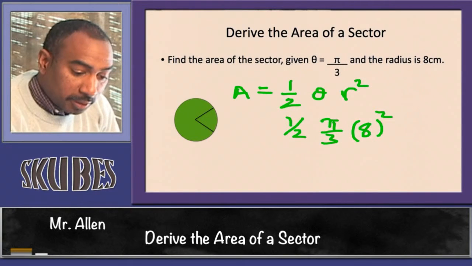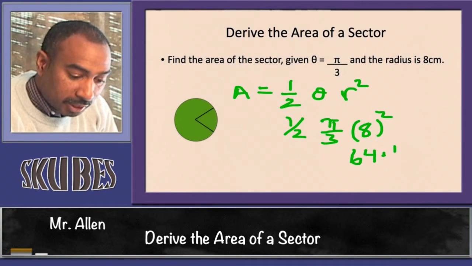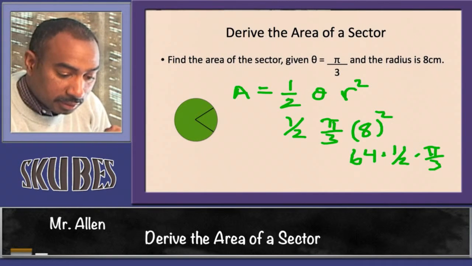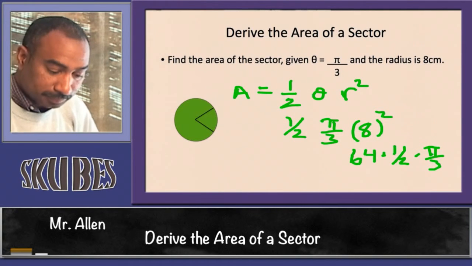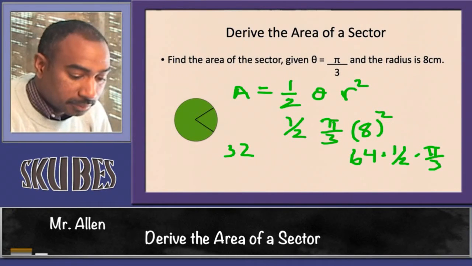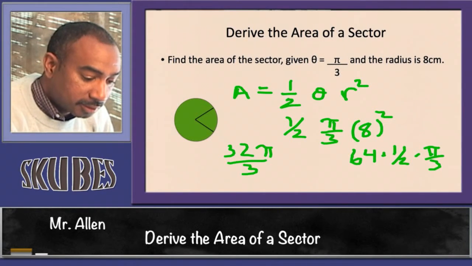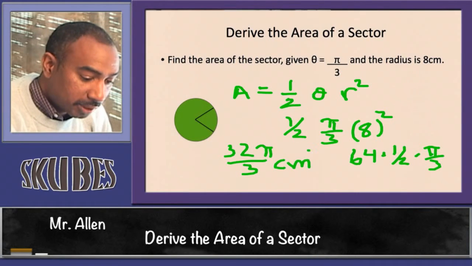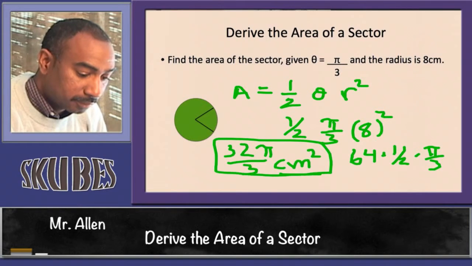So you can always do exponents first when you have multiple operations. So this is going to be 64 times 1/2 times pi thirds. 2 divides into 64 32 times. So you have 32 pi thirds, and it's centimeters squared. Remember, the units always have to be squared for area.